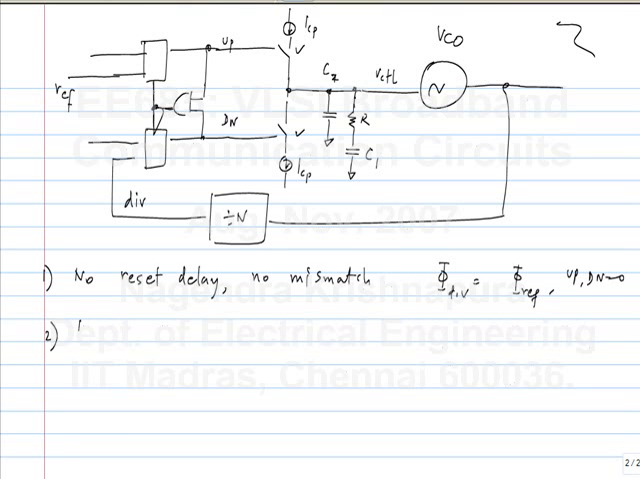Now let's say there is a reset delay, but no mismatch. Then still the phase is 0. So what happens is both up and down are rectangular pulses of equal duration. So for a while both switches are on. So there is a current ICP flowing like this. Okay. So no current flows through the loop filter and the loop filter voltage is still constant. So that is the steady state.